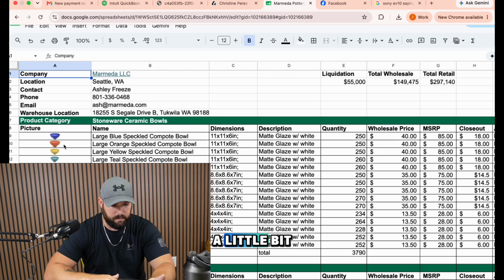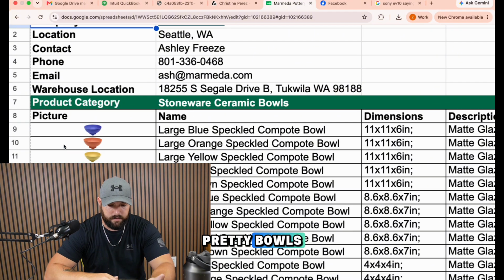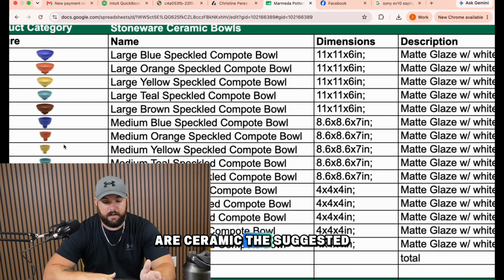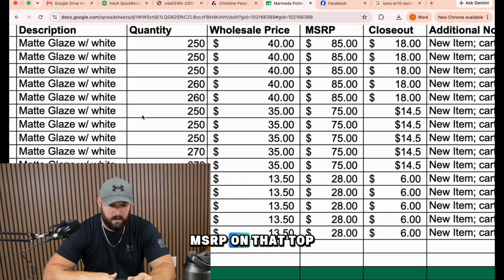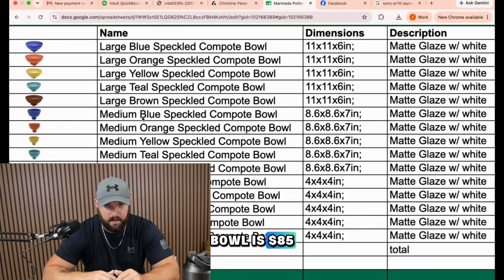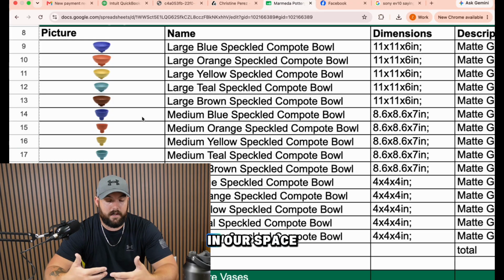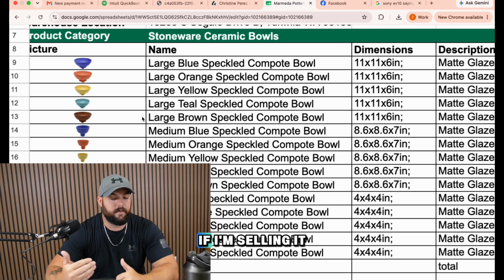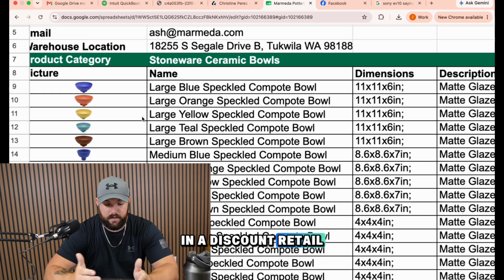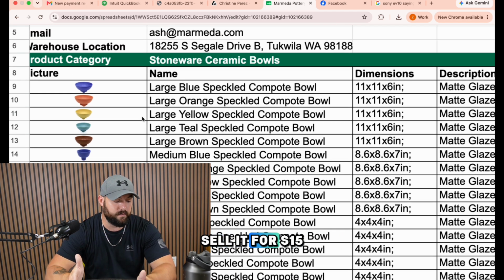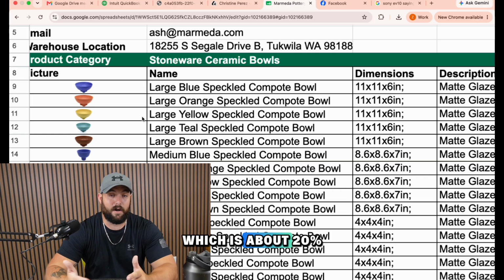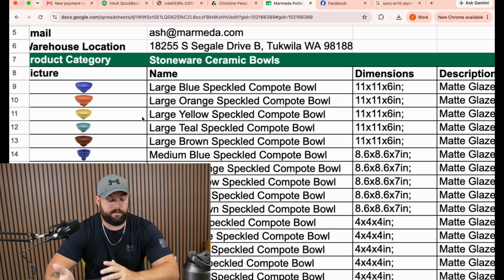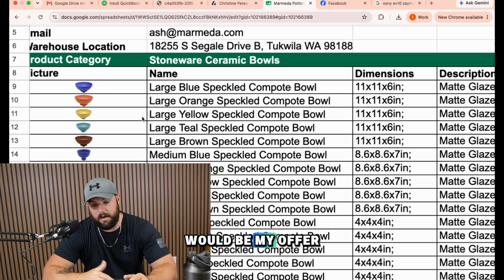I can zoom in a little bit, but you can see they're super pretty bowls. They're nice quality bowls. They're ceramic. The suggested MSRP on that top bowl is $85. I don't know anybody in our space that thinks that bowl is worth $85. If I'm selling it in a discount retail store, I'm probably only going to sell it for $15, which is about 20% of retail. So I can't pay that. Maybe 5% of retail would be my offer.